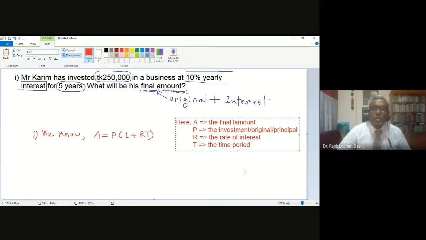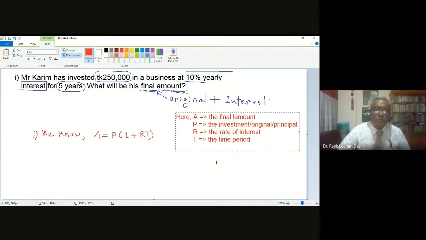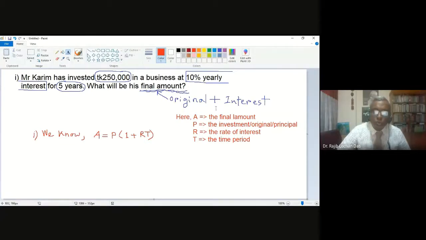If you want to use the formula, then you have to know all these. This is very, very important. If you do not know what is the meaning of A, what is the meaning of P, then the whole formula is meaningless to you. So you have to take everything in your brain. Now you can apply the formula here and you will find out what is necessary. So in this case, you will calculate the amount.